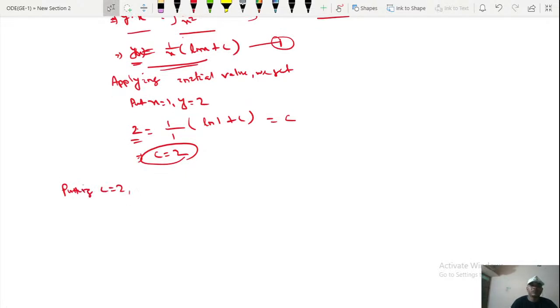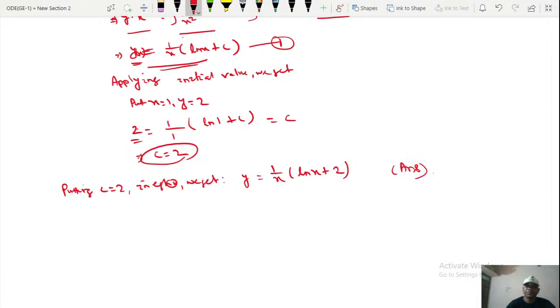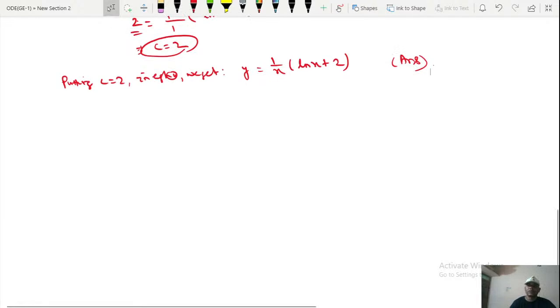Putting c equal to 2 in equation 1, we get y equal to 1 by x whole into ln x plus 2. This is your answer. So this is the linear differential equation. Now comes Bernoulli's equation.